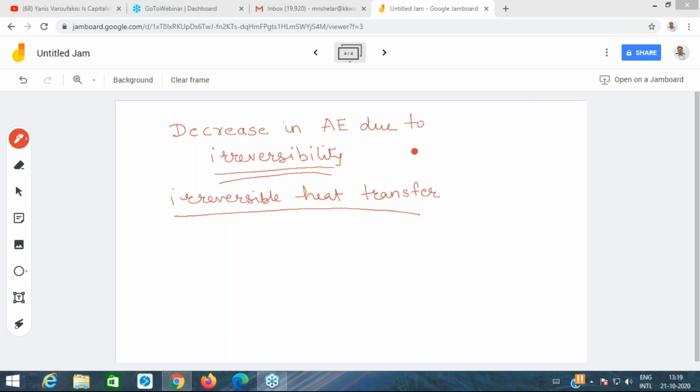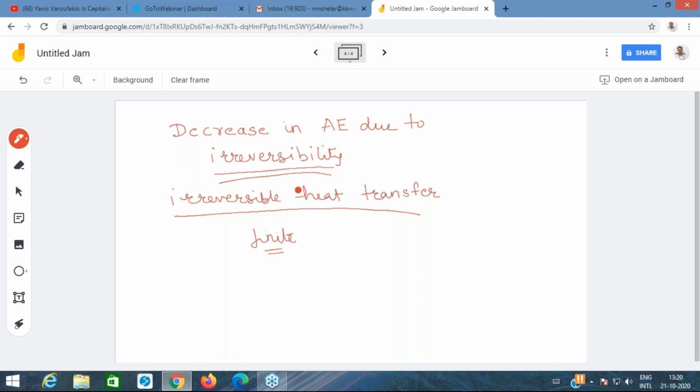Okay, let me answer this. When I'm saying there is an irreversible heat transfer, as many of you have said correctly, the temperature difference between the bodies, the source and the body which is accepting the heat, that temperature difference is finite. If the temperature difference is extremely small, negligible, then we say it is almost a reversible heat transfer.